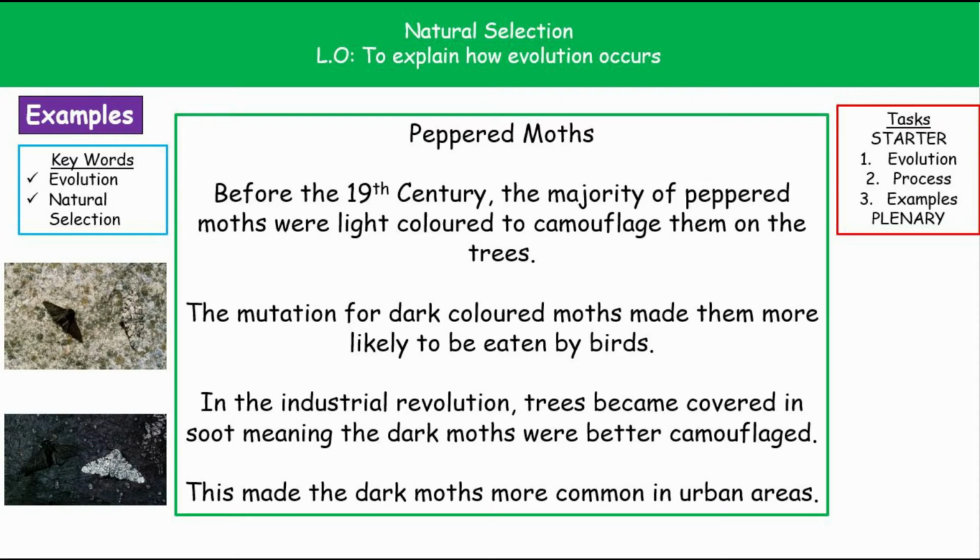Then what we saw was the Industrial Revolution took place and the trees became covered in soot. So at that point we've got a situation like the bottom picture, where the dark moth on the left hand side is really well camouflaged and the light moths stood out like a sore thumb. So that meant the birds changed from eating the dark moths, which were easy to see before, to the light moths, which were at that point easier to see. And we see that change. So in the urban areas, the dark moths became more common. So make sure you've got a summary of those points written down in your books.